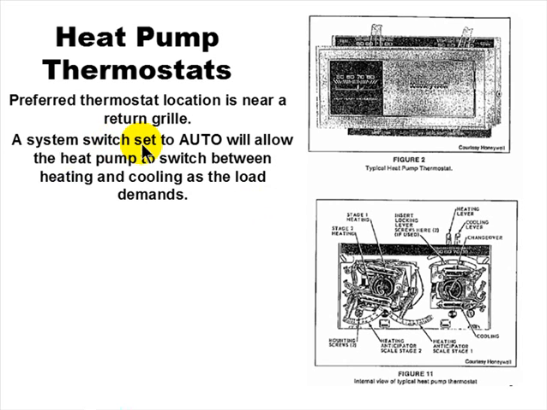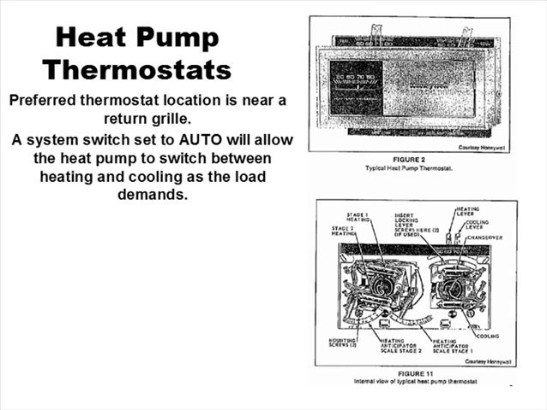A system switch set in auto. The system switch, not the fan switch. The system switch is the thing that has heat, cool, emergency heat, all that. If you set that in auto, that means that thermostat has the capability of switching between heating and cooling automatically when the need arises. And there's always a dead band, a null, N-U-L-L, degree that's built into it.